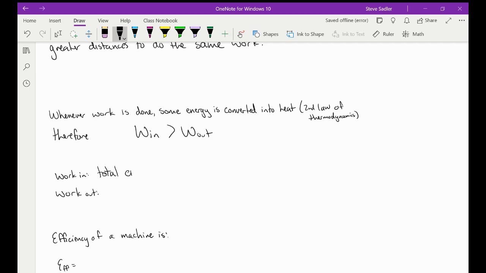So work in is the total energy supplied to the machine, and work out is the amount of energy actually used. It'll make more sense once we get into some problems, but just remember that your work in should be greater than your work out.